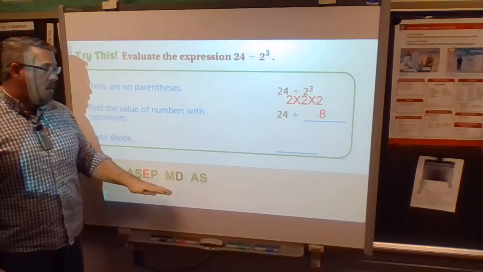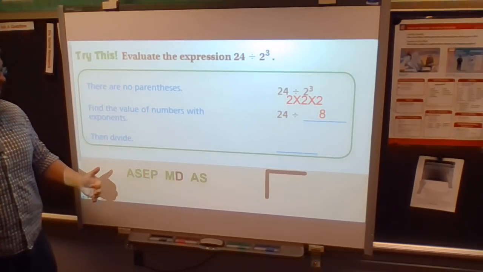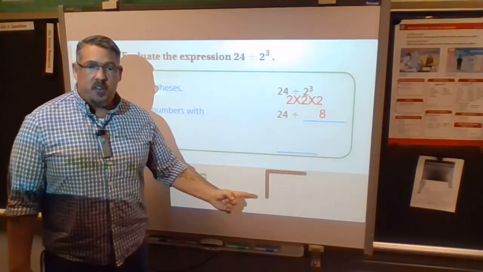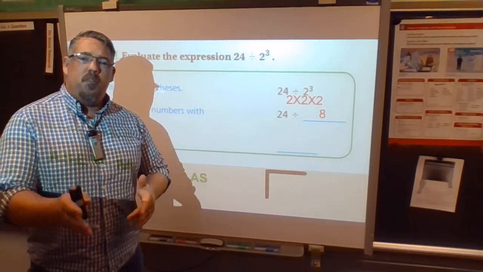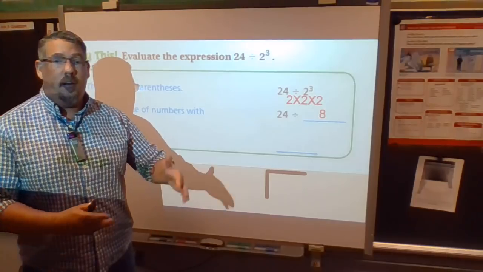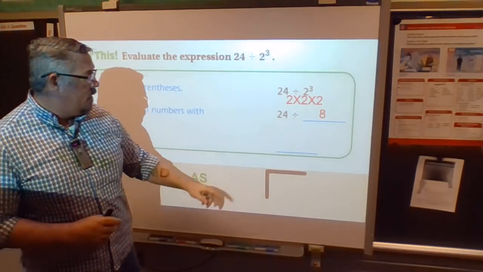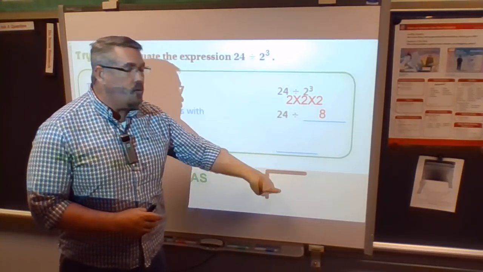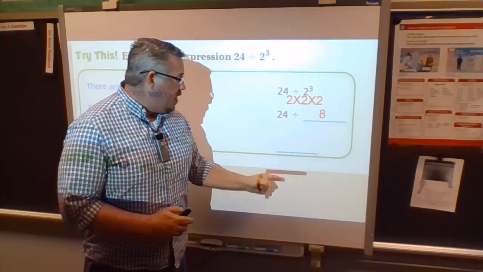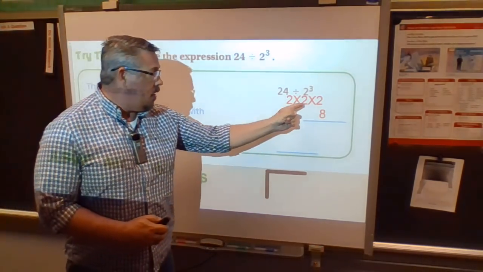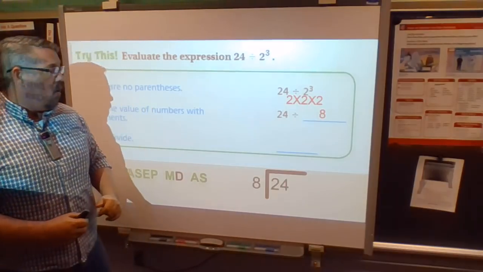So I know my next step is to multiply and divide from left to right. I put down my division box, but which one goes inside my division box? We haven't really reviewed that a lot since the first month of school. The first number always goes on the inside. My first one is always my dividend. My second one is always my divisor on the outside.